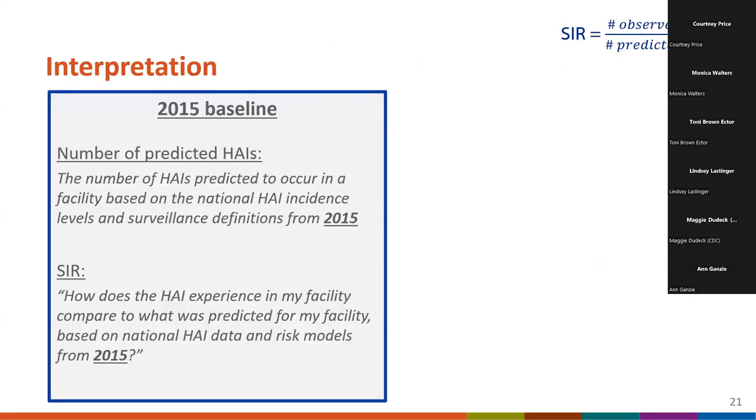First, if you are running an SIR on the 2015 baseline, you will interpret the number of predicted HAIs as the number of HAIs predicted to occur in a facility based on the national HAI incidence levels and surveillance definitions and risk models from 2015. And the SIR answers the question, how does the HAI experience in my facility compare to what was predicted for my facility based on national HAI data and risk models from 2015?